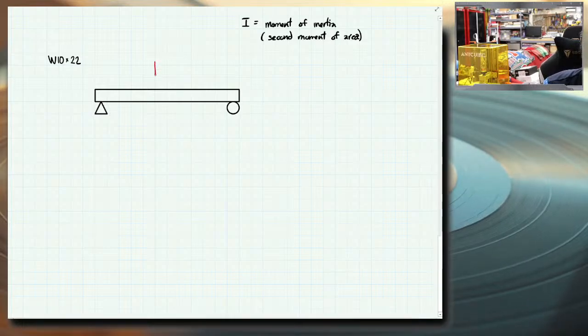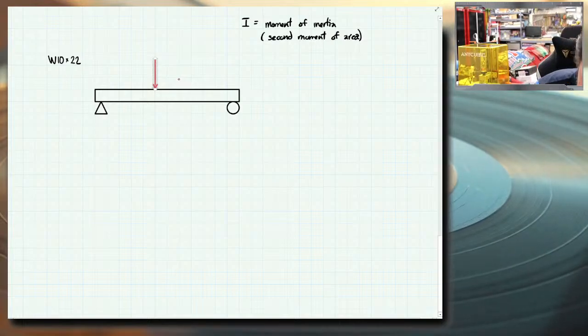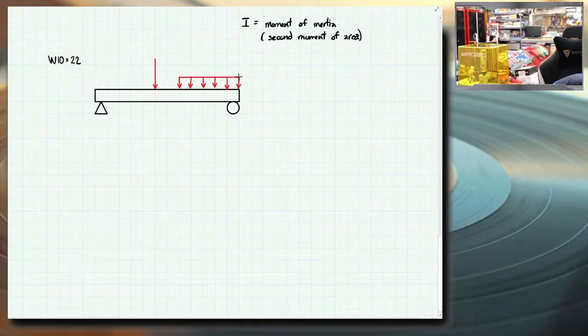Let's put a, oh wait, I even have arrows here. Let's do that. Put a point load. Let's put a distributed load because we haven't done a whole lot with distributed loads. So let's, oh, I guess I have to do this every time. Wish it would kind of hold that for me. These are all a little crooked, but that's okay. They're all supposed to be straight up and down. All right. So we've got a point load and a distributed load.